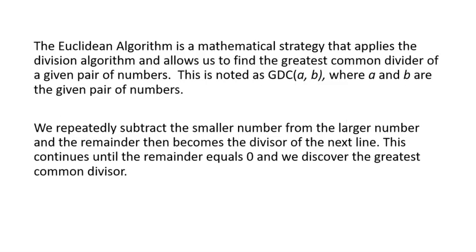So this mathematical strategy applies the division algorithm. Now, as I mentioned, it's about finding the greatest common divisor of a pair of given numbers. We denote this as GCD(A, B), where A and B are the given pair of numbers. So it could be: find the greatest common divisor of 56 and 40. What we do is repeatedly subtract the smaller number from the larger number. The remainder then becomes the divisor of the next line, and we continue until we get a remainder equal to 0. From this, we can discover the greatest common divisor.